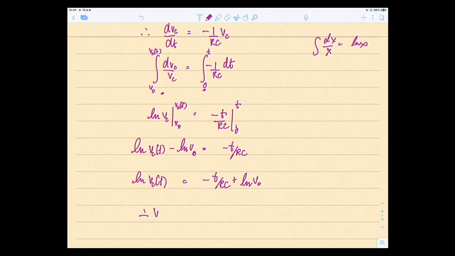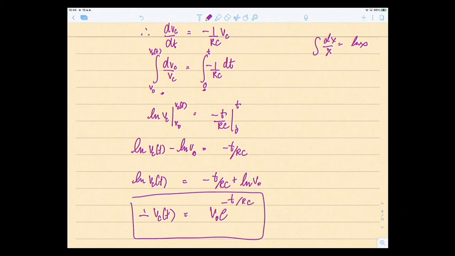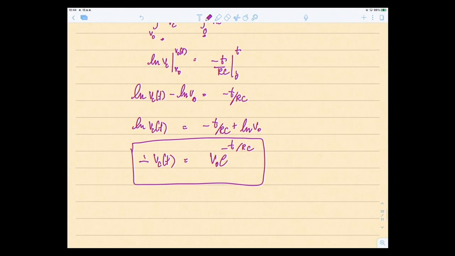So at the end, your answer is VC of t equals V naught e to the minus t over RC. This is your answer, where of course V naught is your initial value. V naught is the voltage on the capacitor at the time the switch is changed.